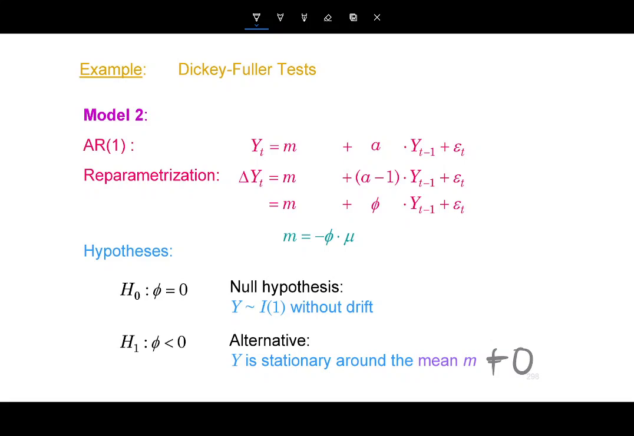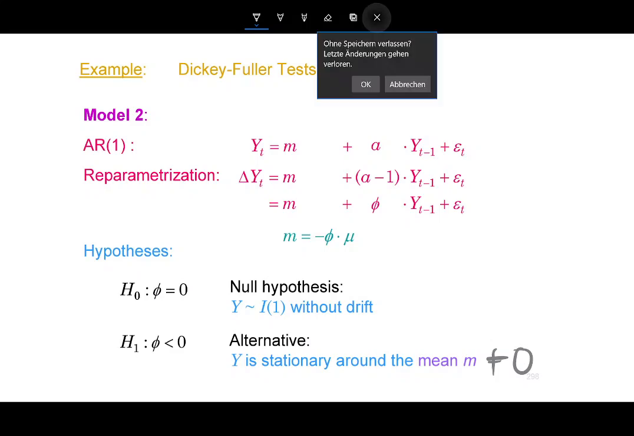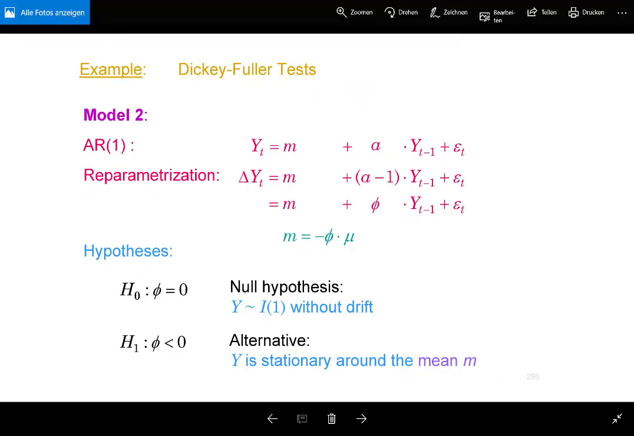You would need to ask yourself, if the process is stationary, is it around 0 or not when it comes to the expectation? And if it's clearly not 0, then you would tend to choose model 2 instead of model 3. You understand that, guys? That is basically how you would distinguish between these two things.